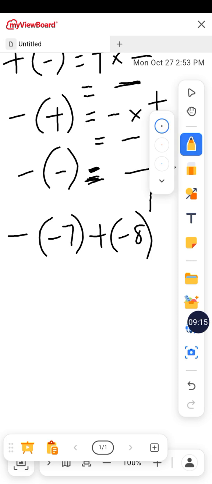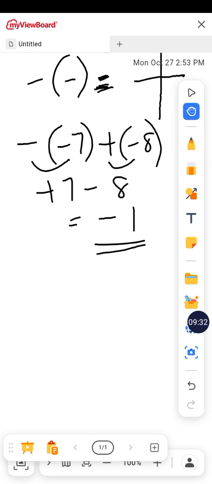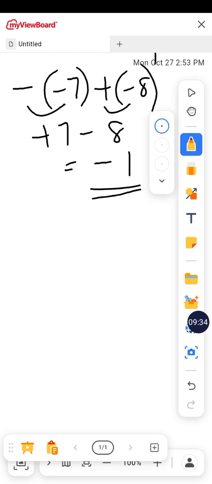To go about this, you open up your brackets. Negative times negative, that's plus 7. Then plus times minus, that's minus 8. Then you can now do your addition and subtraction. Plus 7 minus 8, I have 7 there, I'm owing 8 there, that's what? Negative 1.